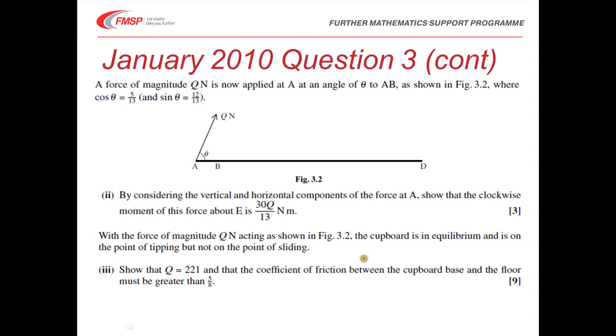Okay, so we're now moving on to extend that question a little bit further. If you want to pause and just read through that part of the question, that would be great. But we now have the force that's applied at A acting at an angle to the horizontal here, and we're given the trig ratios that describe that angle. We have to consider the vertical and horizontal components of the force Q and show that the moment of the force about E is 30q over 13.